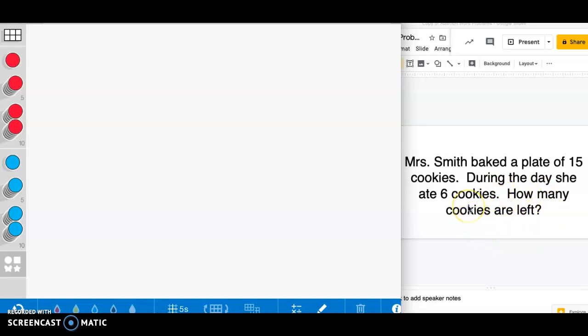So now I need to look for my numbers that I'm going to subtract. So Miss Smith baked a plate of 15 cookies. Well, I know that in a subtraction problem, I always need to start with the largest number. So the greatest number is going to be the number that you are subtracting from, which is 15. So on your paper, you can draw 15 circles or 15 dots or 15 lines. So let's do that together.